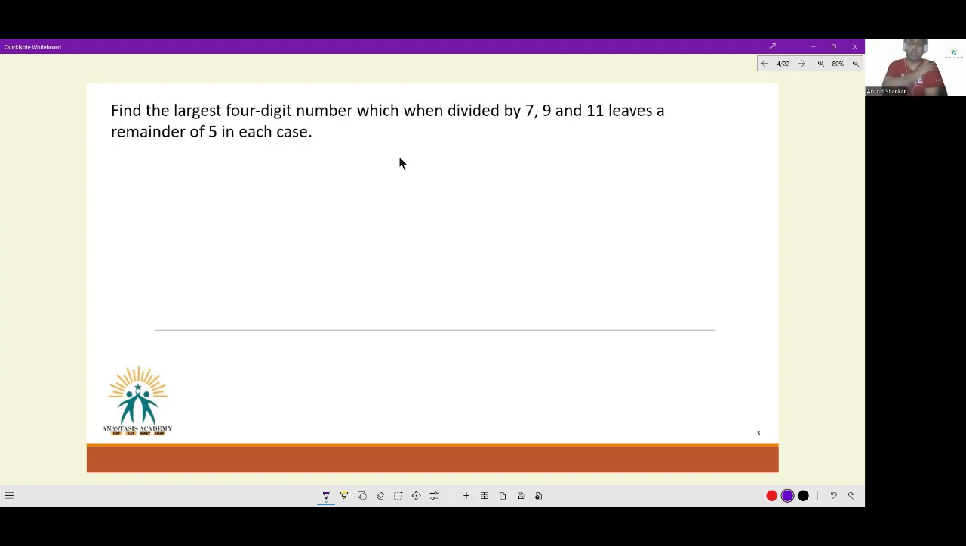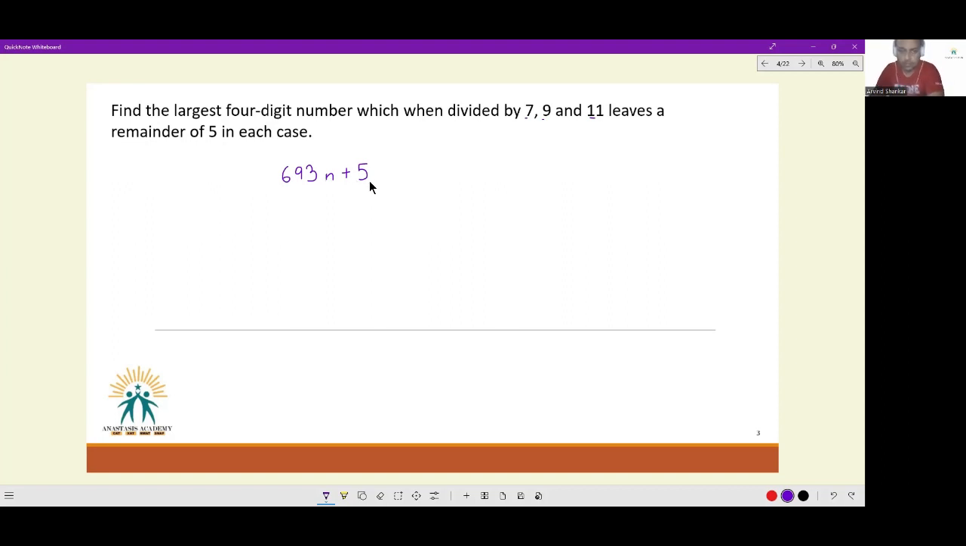The first thing we can do is, see, if upon division by 7, 9, and 11 it leaves a remainder of 5 in each case, when I subtract 5 from that number, it should be a multiple of 7, a multiple of 9, and a multiple of 11, or it should be a multiple of 693. It should be a multiple of the product of these three numbers, because these three are co-prime, their LCM is as good as their product. 693n plus 5. The numbers that will get generated will be of this nature, 693n plus 5.